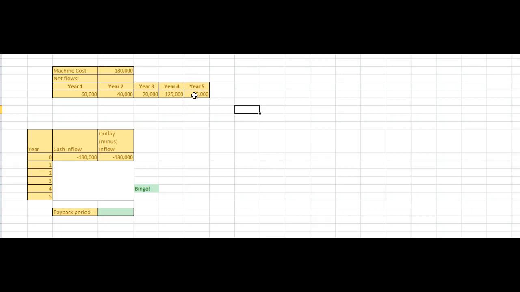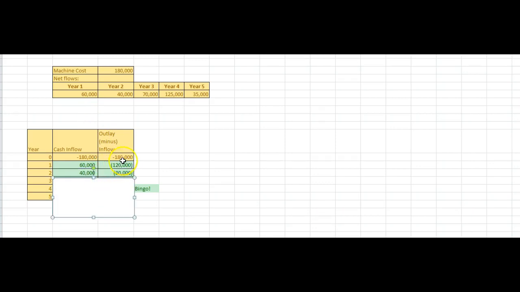The question is, when do we get a payback? When is this thing paid off? When has it paid for itself? And when do we start really getting a return on this? So one way of doing this is to put in the initial cost of $180,000 and then subtract how much we make each year by using the machine and count down to where we've paid off the machine.